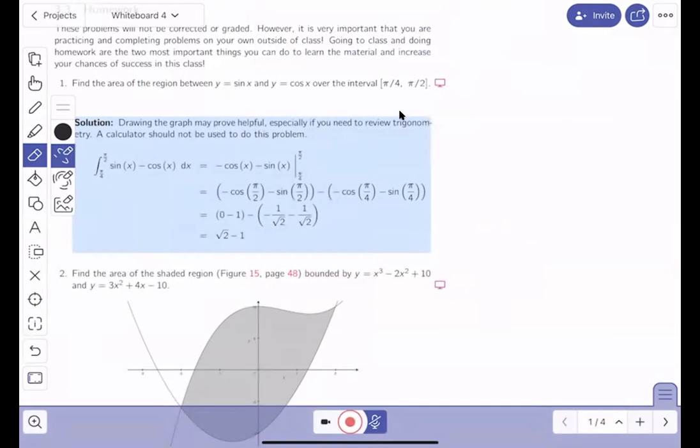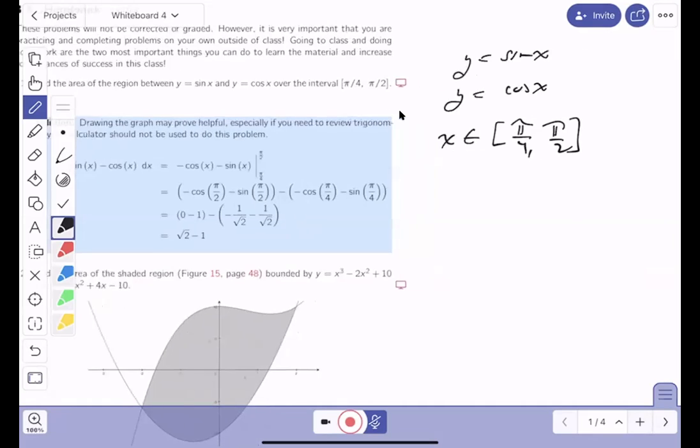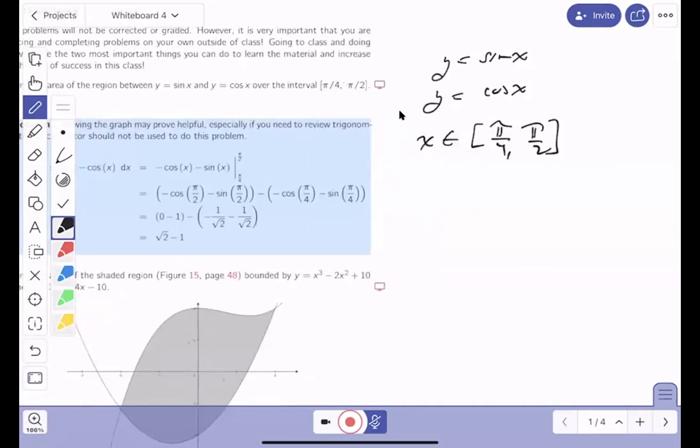So there's two curves I've got now, and the two curves are as follows: y equals the sine of x, and y equals the cosine of x. And they want me to go between the points, and I'll write this down for you. The points they want to go between on the interval, x is on the interval between pi over 4 and pi over 2. All right, my first goal over here is just to visualize the problem.